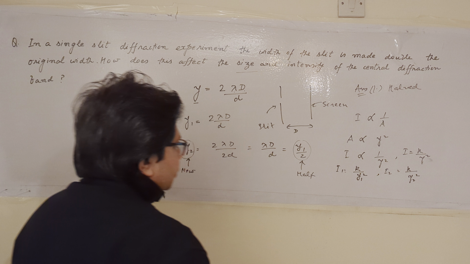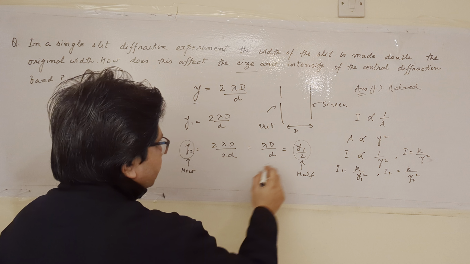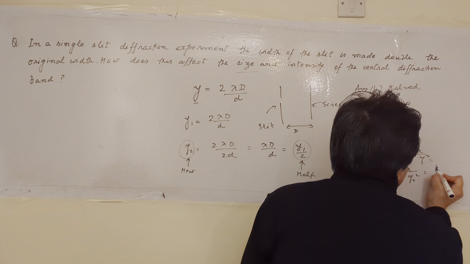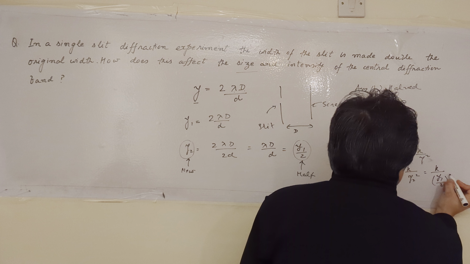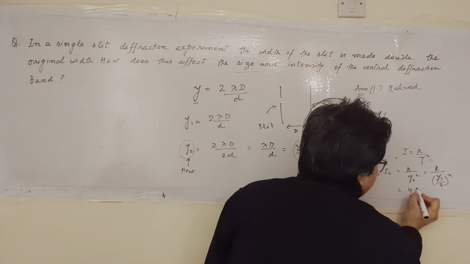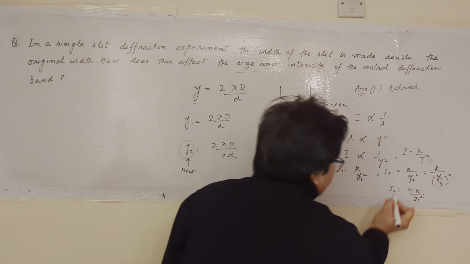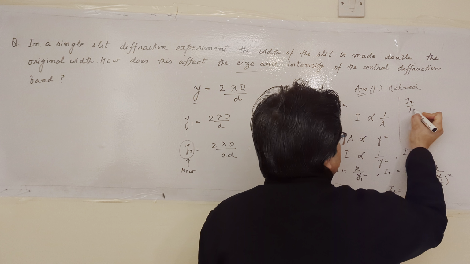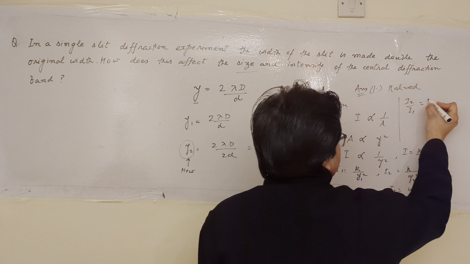Now we know the relationship between y2 and y1: y2 is y1 upon 2. So we put this value here, and this becomes k upon y1 by 2 whole square. This comes out to be 4 times k upon y1 square. This is the value of I2. Now if we find the value of I2 upon I1, this comes out to be 4.